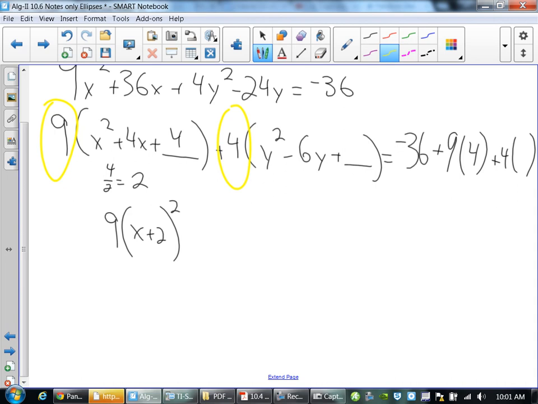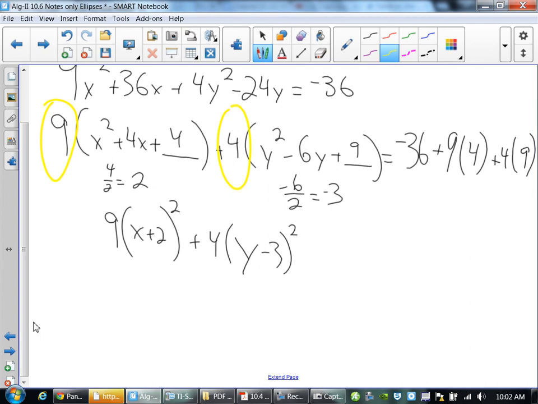What's half of negative 6? Negative 3. So it's y minus 3. I square it and I get 9 over there. So is that a coincidence? It's coincidental. It's 36. It equals 36.